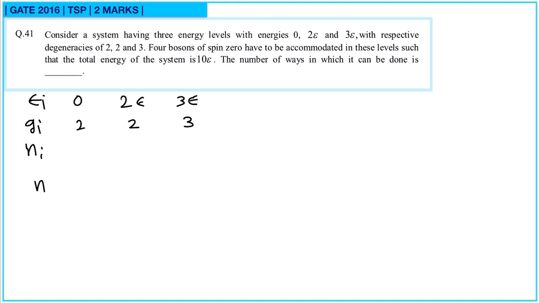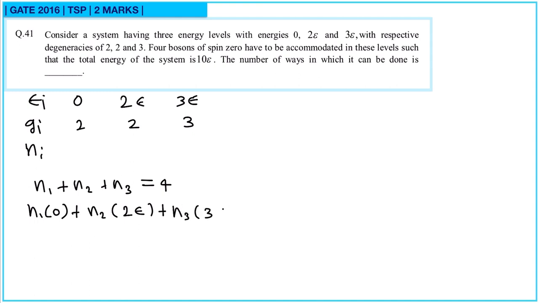Now total particles are 4. So n1 plus n2 plus n3 is equal to 4. Also their energy is 10e. So n1 into 0, its energy is 0, plus n2 into 2e plus n3 into 3e is equal to 10e. So that means 2n2 plus 3n3 is equal to 10. Now we have these two equations, equation 1 and equation 2, which we have to solve.